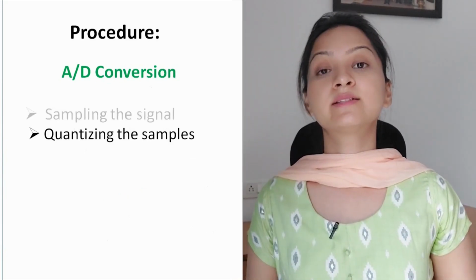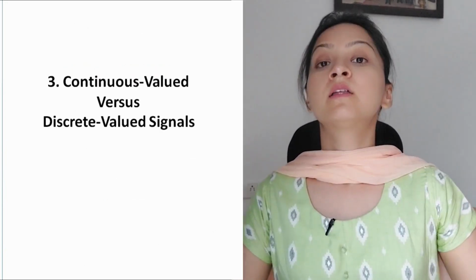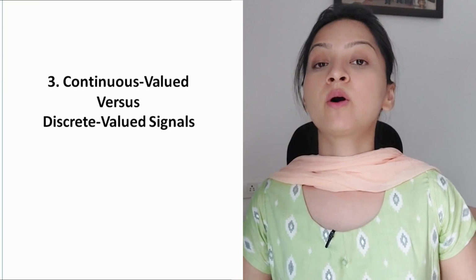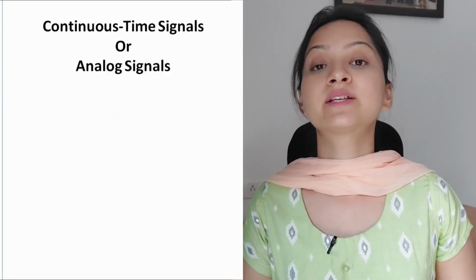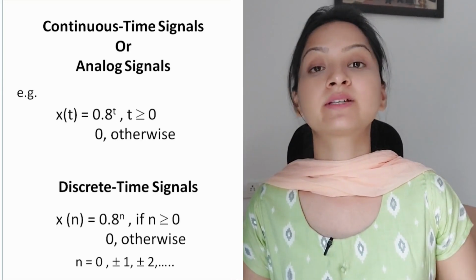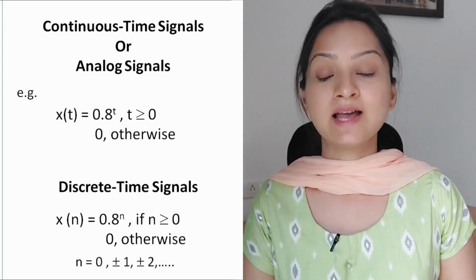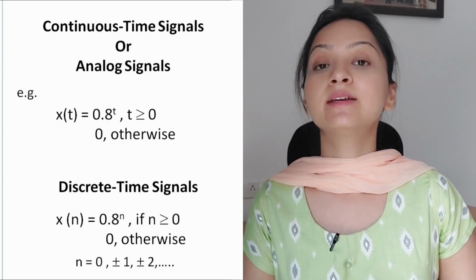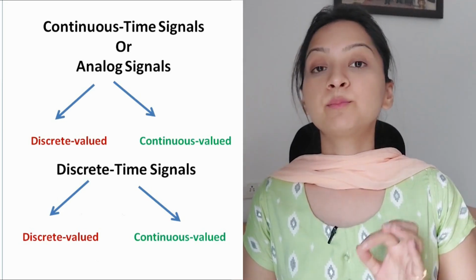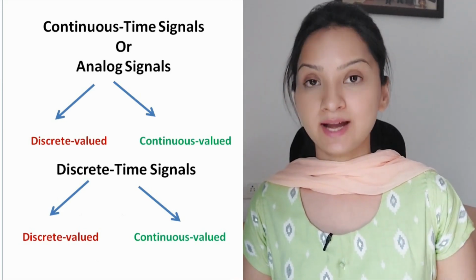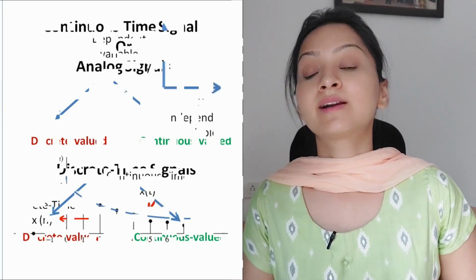Third category is the continuous valued or discrete valued signals. Now, we talked about continuous time and discrete time signals. The representations x(t) and x(n) respectively are used to denote both the categories of signals. Now, these 2 signals can either be discrete valued or continuous valued.